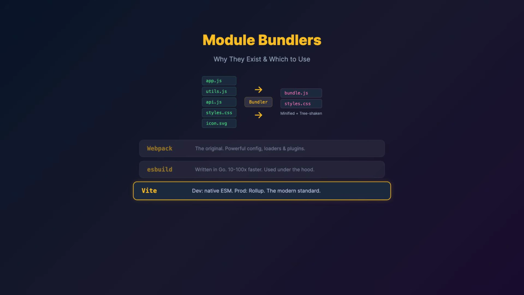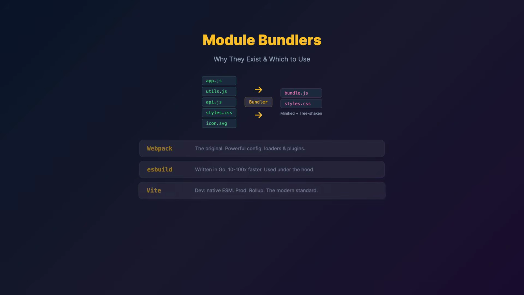In development, Vite serves files as native ES modules. No bundling needed. Changes appear instantly because Vite only transforms the file you edited. For production, Vite uses Rollup to create optimized bundles. Vite supports TypeScript, JSX, CSS modules, and hot module replacement out of the box. Most new React, Vue, and Svelte projects use Vite.